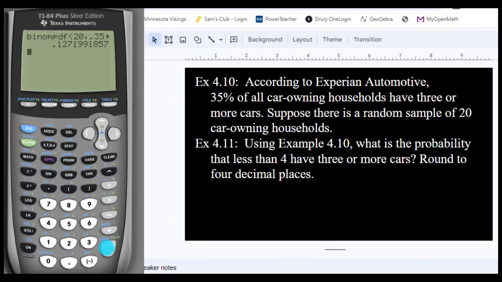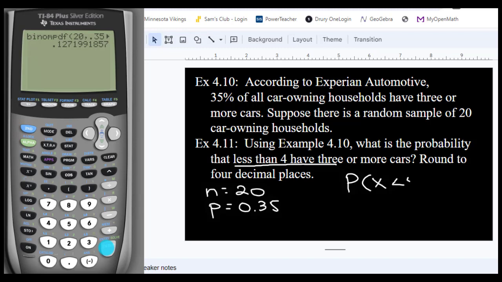Now for example 4.11, we're going to do the exact same type of problem, the exact same scenario, but things are going to change a little bit. So we know that n is still going to be 20. We know p is still going to be 0.35. But here's what's changed. Using example 4.10, what is the probability that less than 4 of our households have 3 or more cars? So that means we're going to find the probability that X is less than 4.